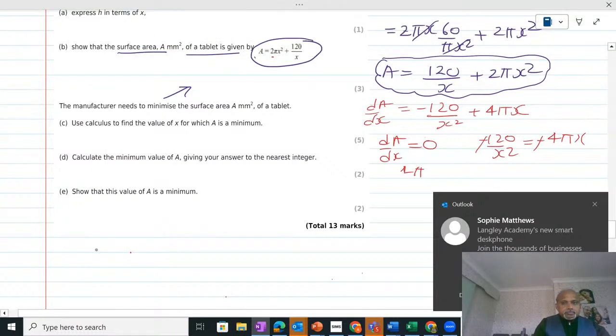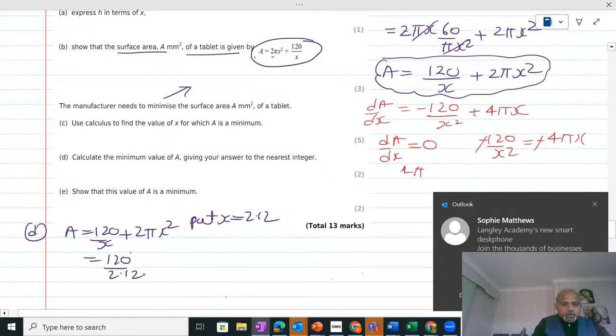Okay, so for D part, minimum value. If A is 120 over x plus 2 pi x square, and we put x equal to 2.12, it should be 120 over 2.12. You need to find this value. So this value is coming 84.84, rounded to 85.